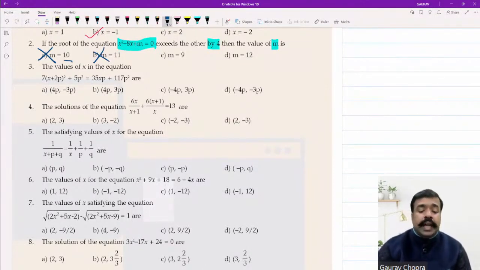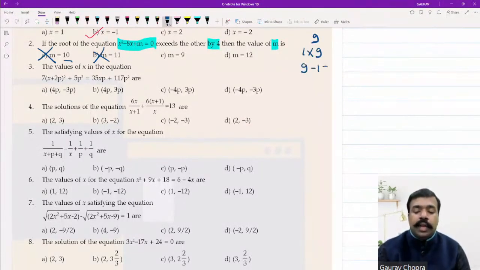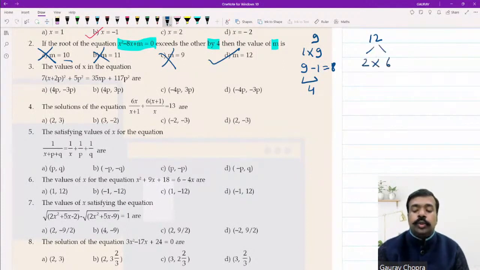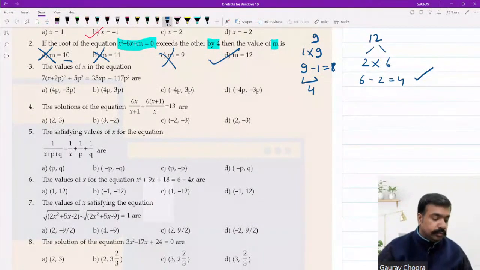Then if we talk about 9, 9 can be done as the factors like 1 into 9. So when we do 9 minus 1, 8 can come, but the second condition is the difference should be equal to 4 only. So this option is wrong. The left option will be correct, that is the 12 one. If we do the factors of 12, it is 2 into 6. So the difference between the two values is equal to 4. Hence both the conditions are satisfied. So option number D is correct.